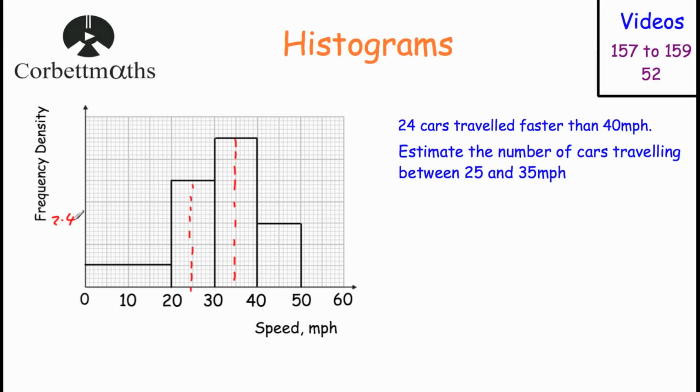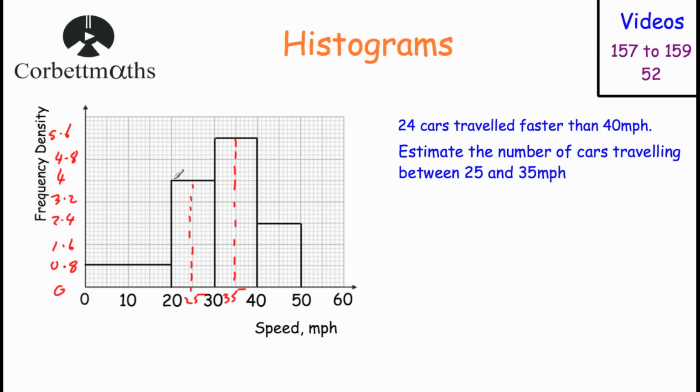Now we can figure out our scale. So we've got 2.4 here. Well, there's 1, 2, 3 lines going up to that. So if we divide that by 3, that's 0.8. So 0.8, 1.6, 2.4, 3.2, 4, 4.8, and 5.6. So now that we've got our scale for our frequency density, we can now work out our estimate for how many cars are traveling between 25 and 35 miles per hour.